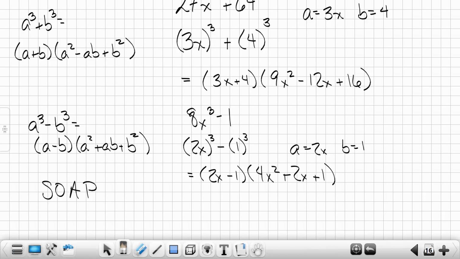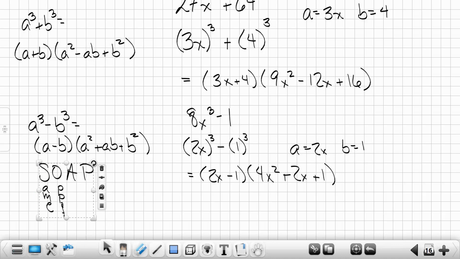Soap. Soap will help us remember the sign changes. So the soap, this means same, opposite, always positive.